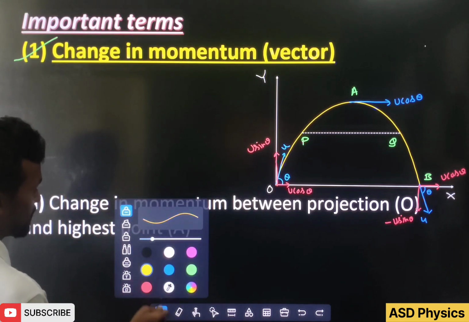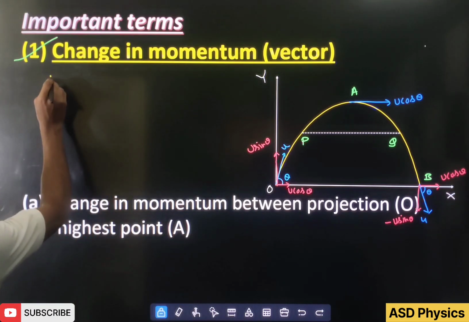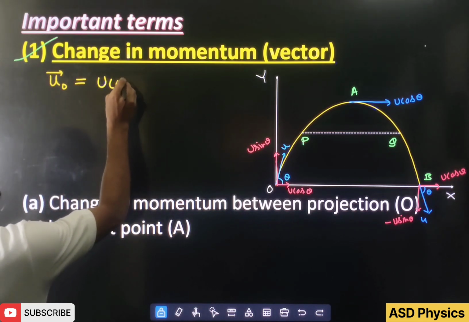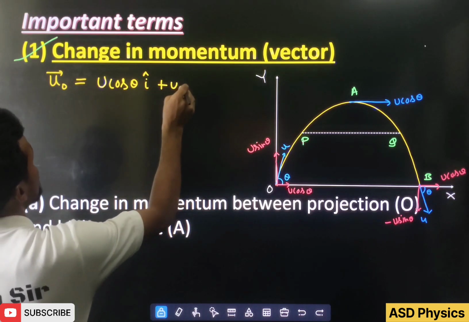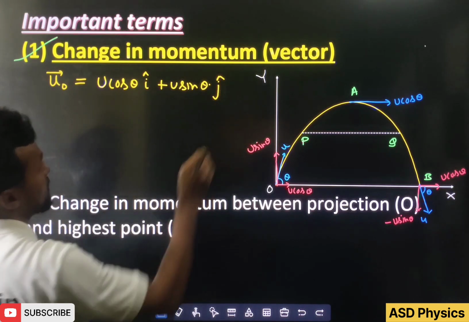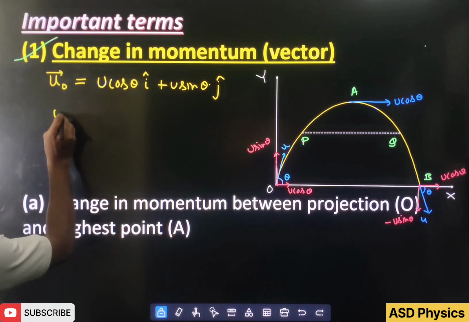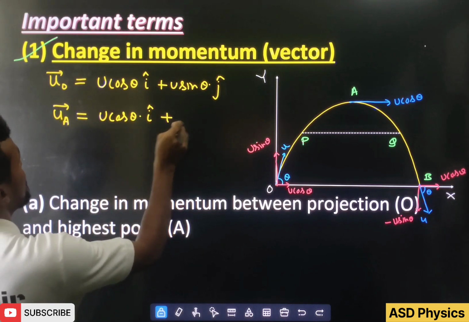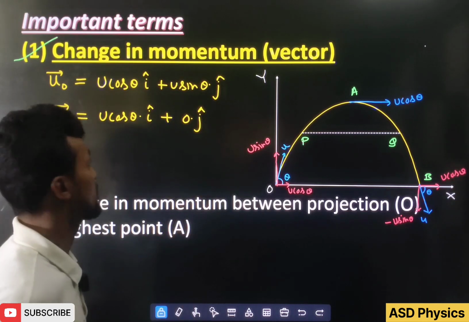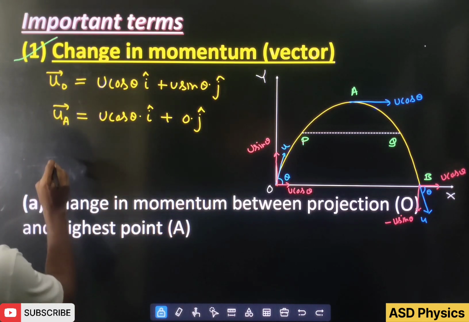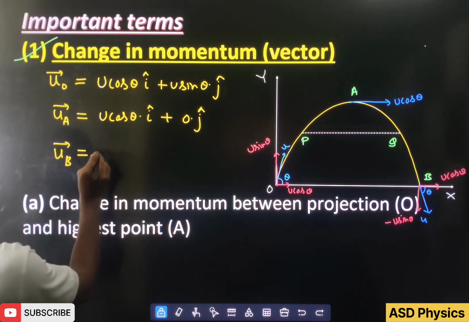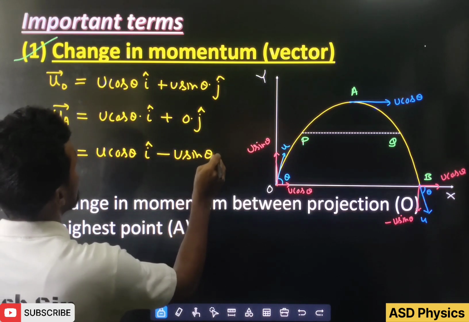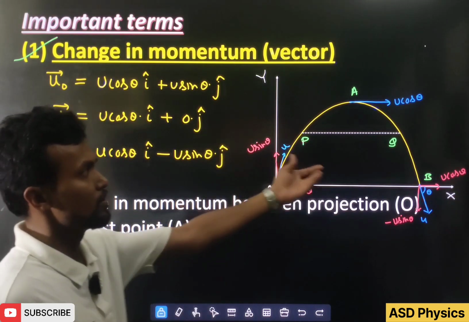So students, let me write here the velocities at different points. Okay, so let me write here the vector quantity. So velocity at point O is given by, what can I write here? See, u cos theta i cap plus u sin theta j cap here, is it? If I talk about point A, it will be u cos theta i cap plus 0, because there is no vertical component of the velocity. Now, after that, if I talk about point B, what will come here? See, u cos theta i cap minus u sin theta j cap. Okay, these are the velocities we know very well here, is it?